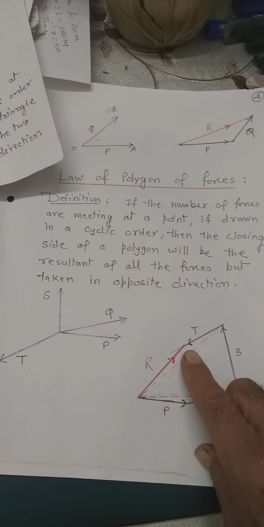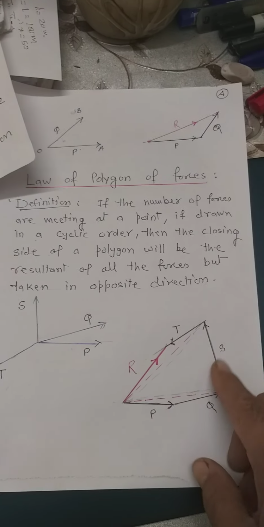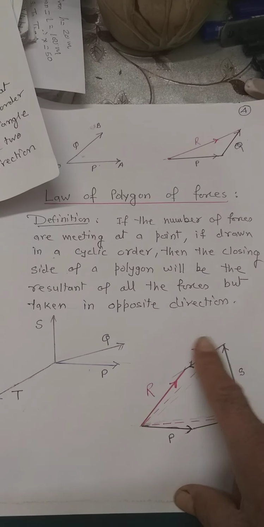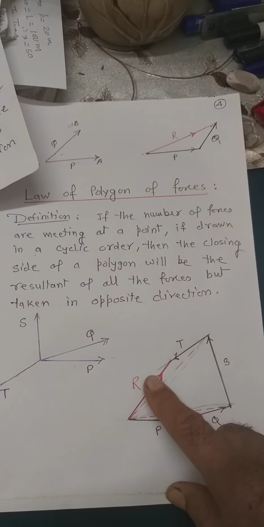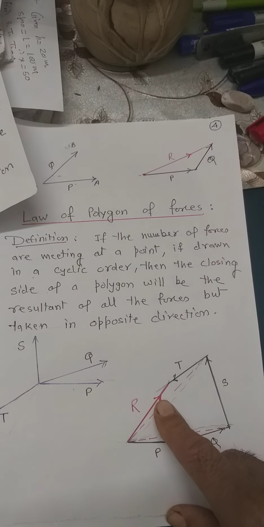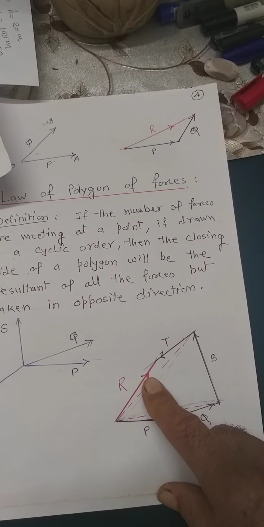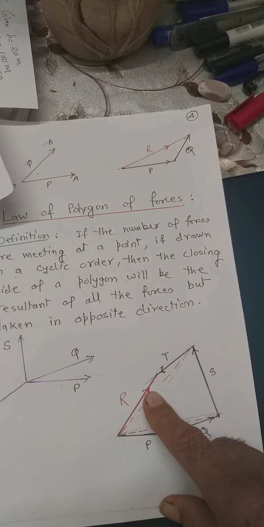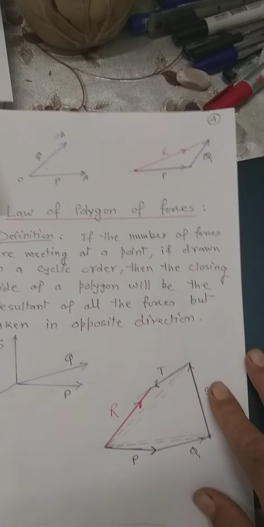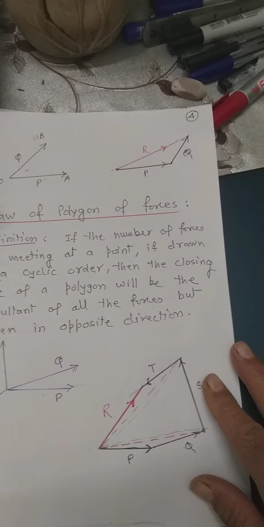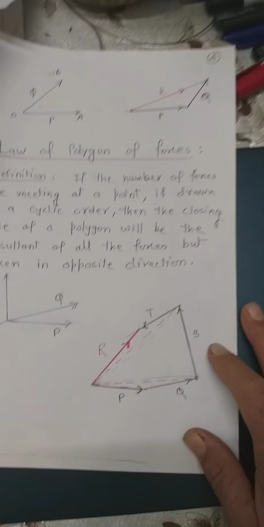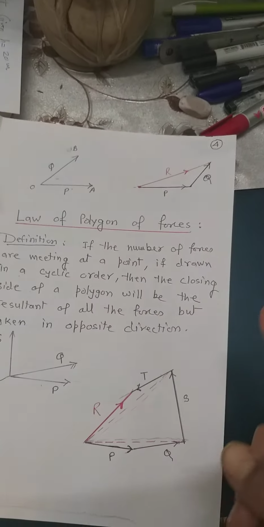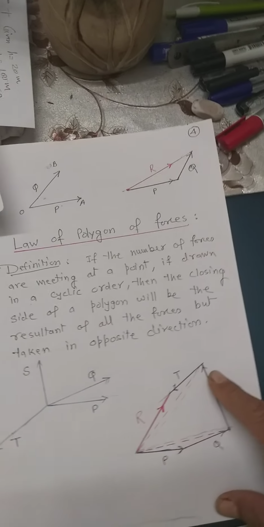Then the last line, closing the side of the polygon with an opposite nature, is called the resultant of the forces. This has been derived from the law of triangle of forces. Yes, I am repeating, this is again derived from the same law of triangle of forces.